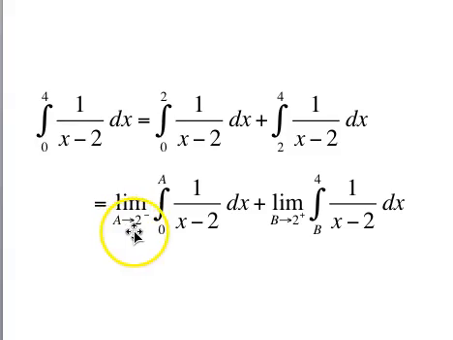So we will take the limit as a approaches 2 from the left. We're starting at 0 and going to 2: 0 to 1.9, 1.99, 1.999, approaching 2 from the left. On this side, we're going from 2 to 4, but we're starting just a little bit beyond 2: 2.1, 2.01, 2.001. So we're taking the limit as b approaches 2 from the right of the integral from b to 4 of 1 over x minus 2. And the limit as a approaches 2 from the left of the integral from 0 to a of 1 over x minus 2.